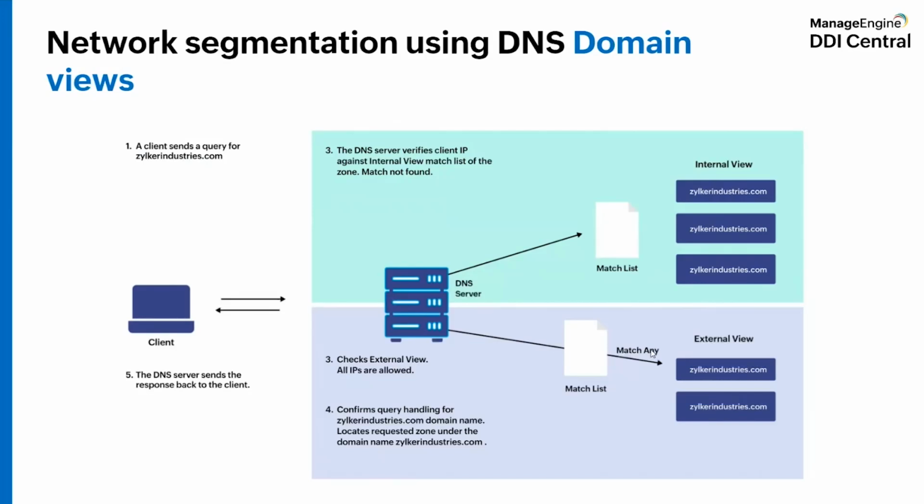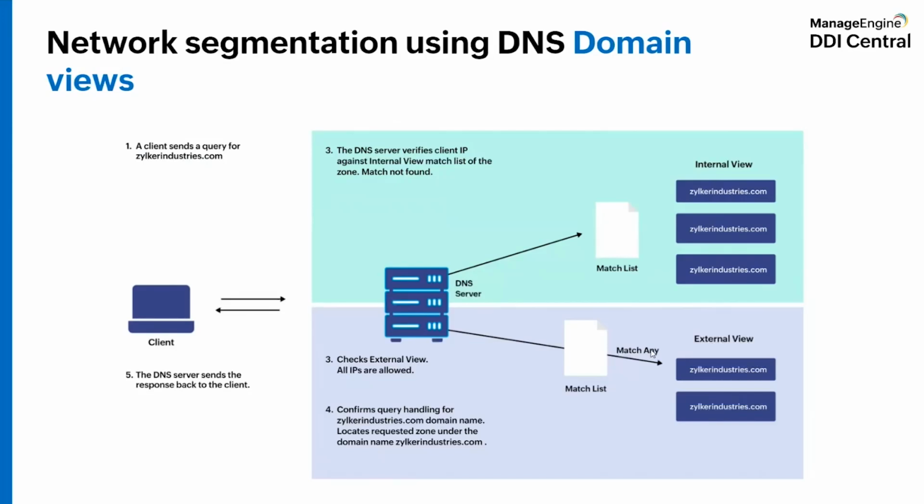Since the client's IP is not in the internal view, the DNS server then checks the external view. The external view has no such IP restrictions and resolves queries for any client IP. This view is used to provide a version of zilkerindustries.com that only offers generic information to external visitors inquiring about Zilker Industries. The DNS server confirms that the query for zilkerindustries.com should be handled under the external view.